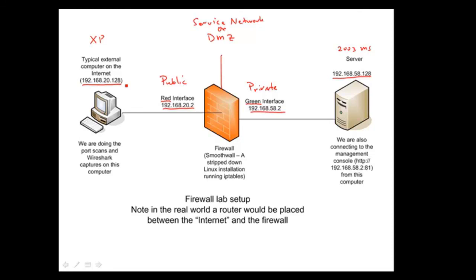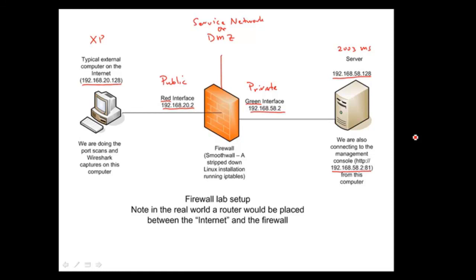So the other thing you need to remember here as far as the IP numbers is from the server here, we're going to be connecting to the management console of the firewall using the web interface, and it can be accessed at 192.168.58.2 and then port 81. And I do this in the video showing you how to do the lab. So you'll see this again, and it's not at all unusual to configure and administer a firewall through a web interface, and it's typically done from the inside.